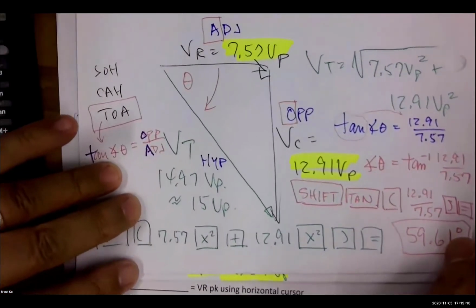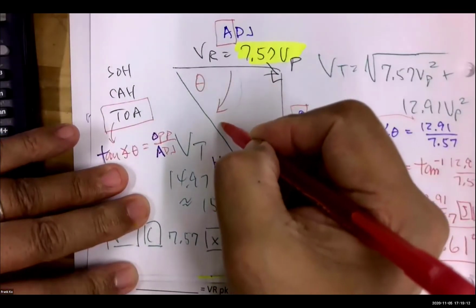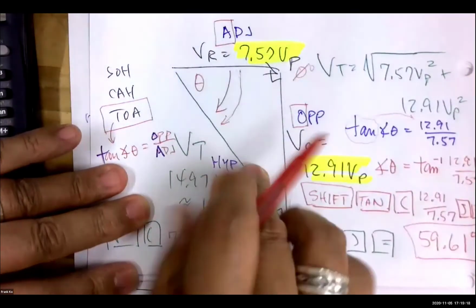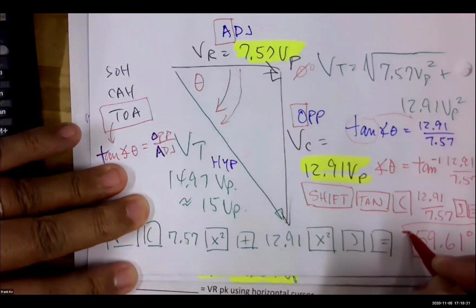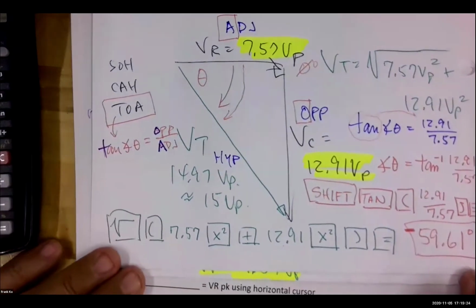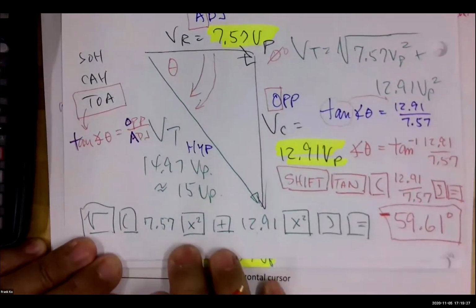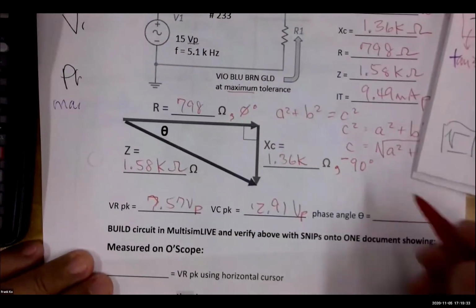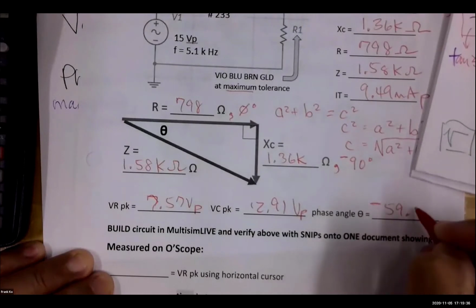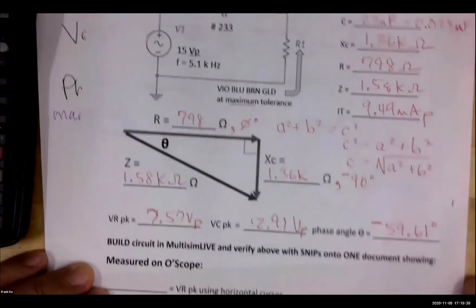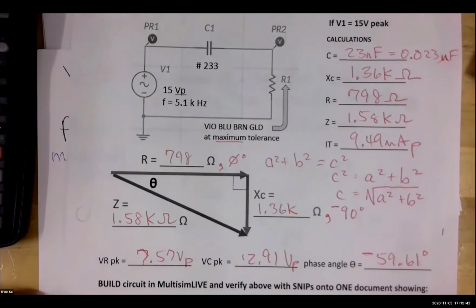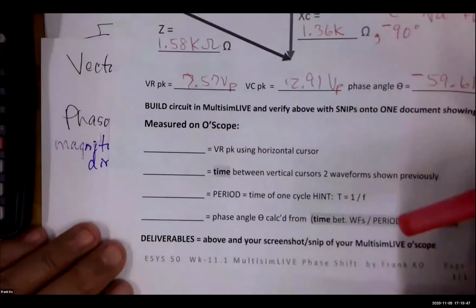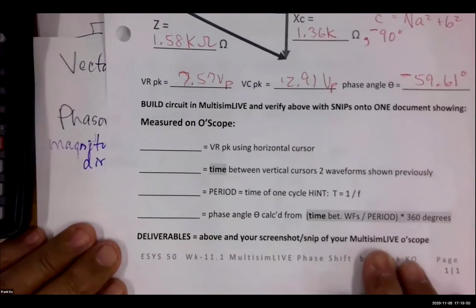We just calculated 59.61 because this is going down from 0 degrees. Technically, this should be a negative 59.61 degrees, okay? Now, the next part of this, I'm going to show you in Multisim. So I'm going to write this down, negative 59.61 degrees. That completes the calculation side of our work. The next side of our work is going to be in Multisim, where we're going to verify all of this.